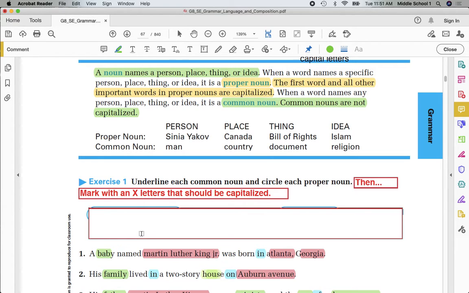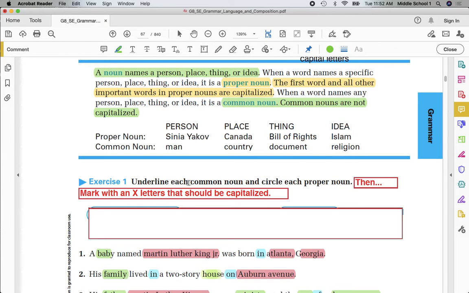In an upcoming lesson, when we talk in our unit on verbs, we'll be reviewing direct objects. Most of you are well acquainted with direct objects. They come after a verb. They answer the question, what? And they're nouns. So, in sentence number 1, baby is a common noun.